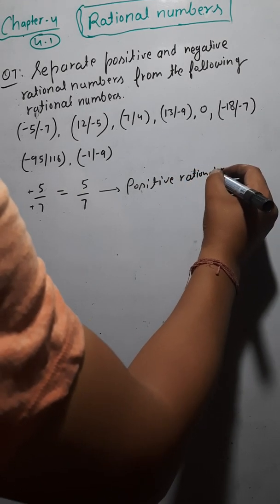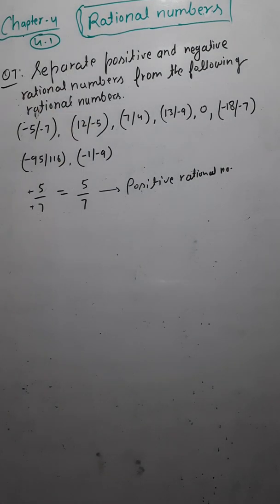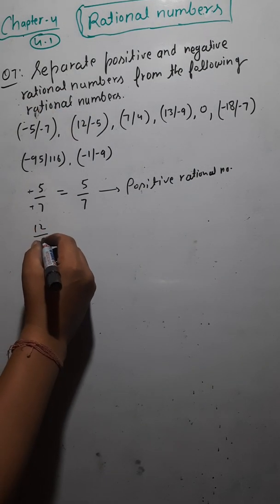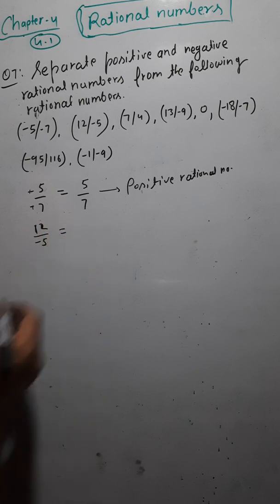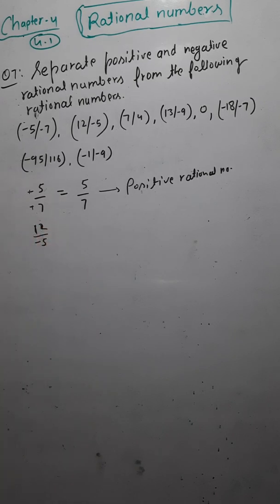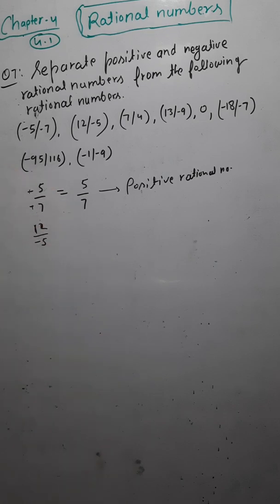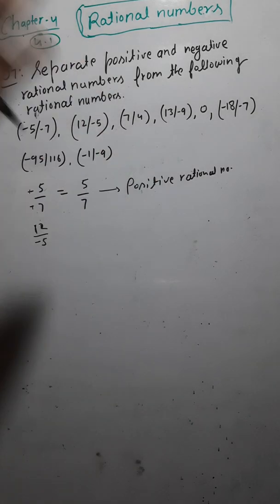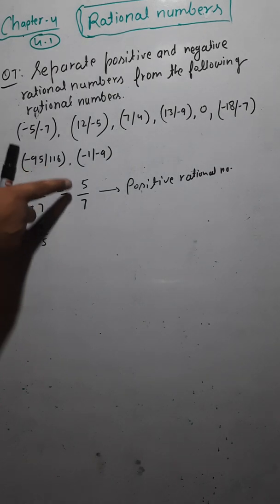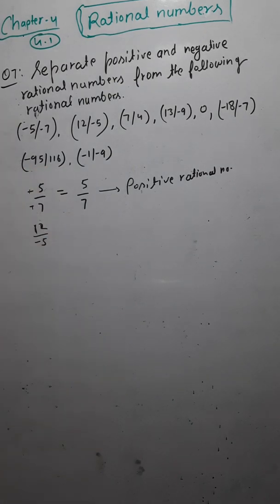Now the next one is 12 by minus 5. Just tell me whether this is a positive rational number or negative. Yes, this is negative because the denominator is negative. If either the denominator or the numerator, if one of them is negative, then you would be calling such a rational number a negative rational number. Okay. If both are positive, then you would be calling it a positive rational number.